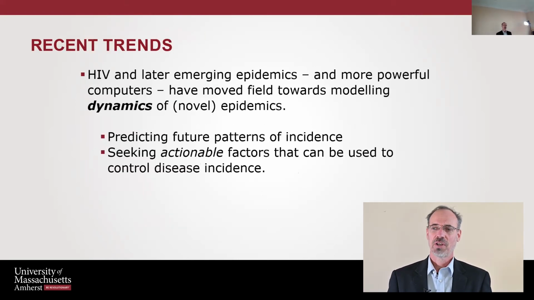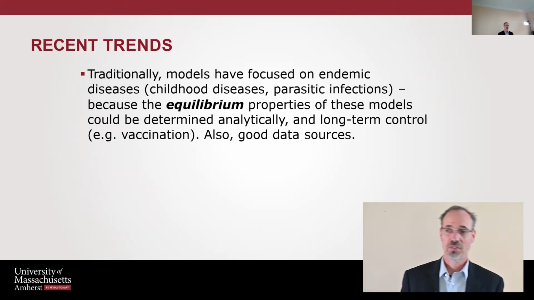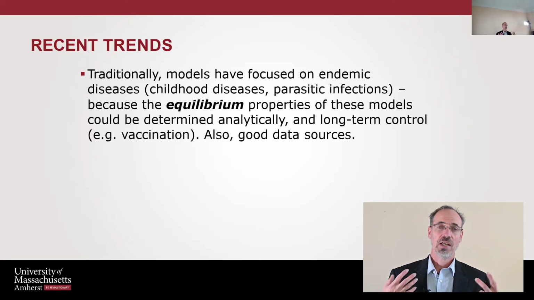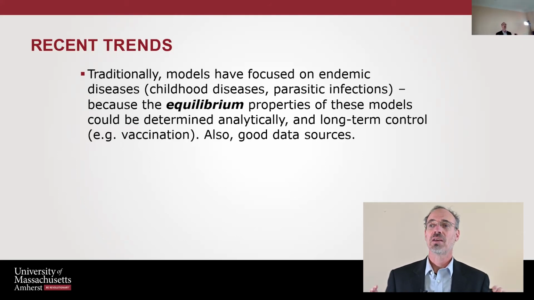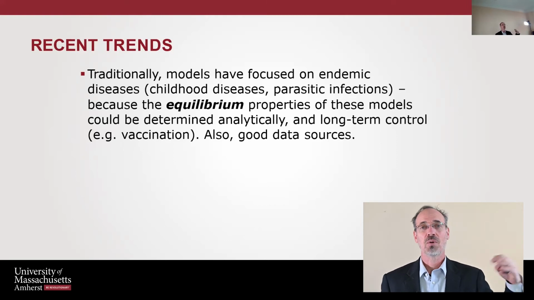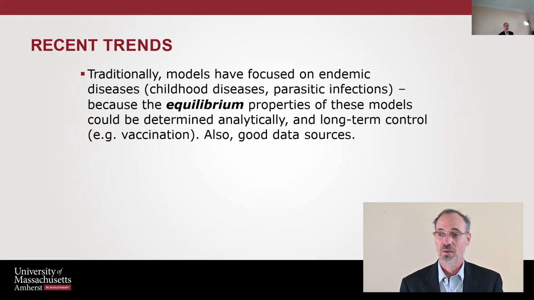Recent trends. Traditionally, models have focused on endemic diseases, childhood diseases, and parasitic infections, because the equilibrium properties of these models could be determined analytically, and for long-term control. So we want to see, especially with vector-borne disease, what is the equilibrium? What is a long-term, stable pattern of disease, so that we can act upon it? We can figure out what the basic mechanisms are that determine that.